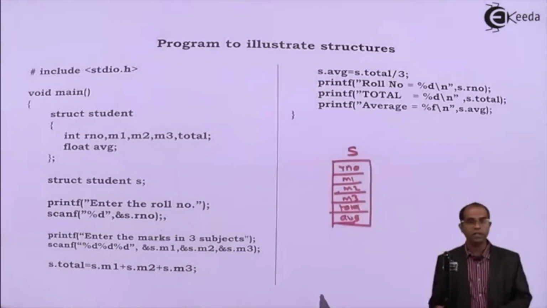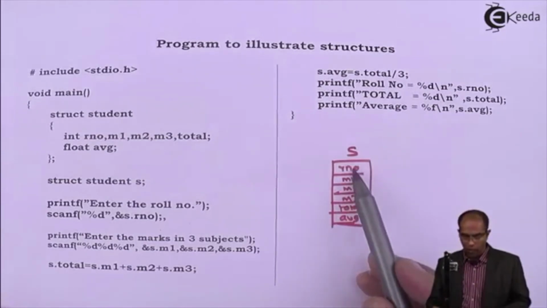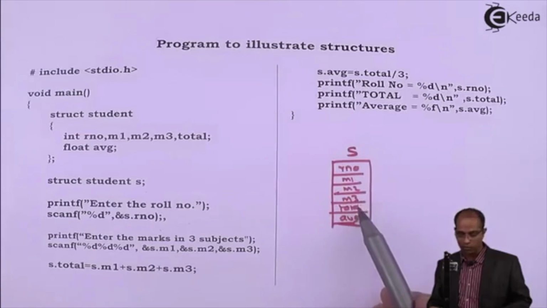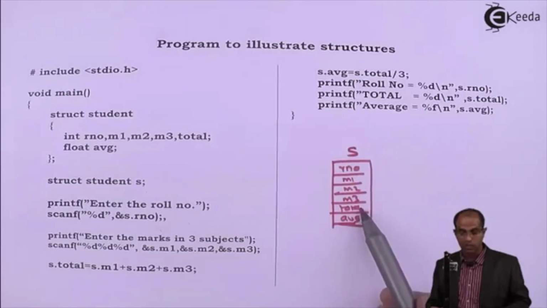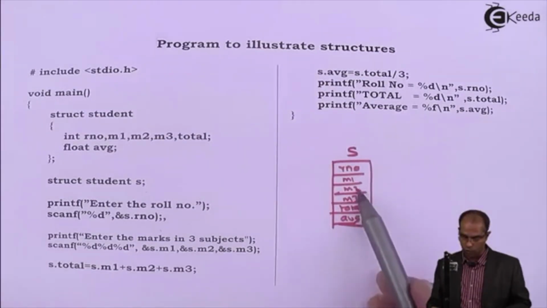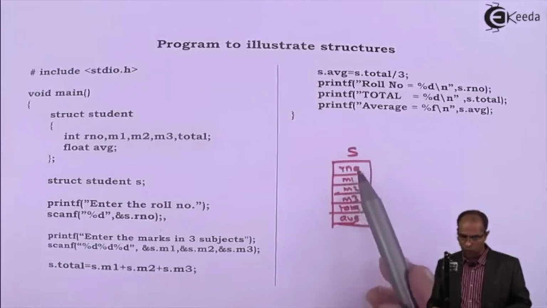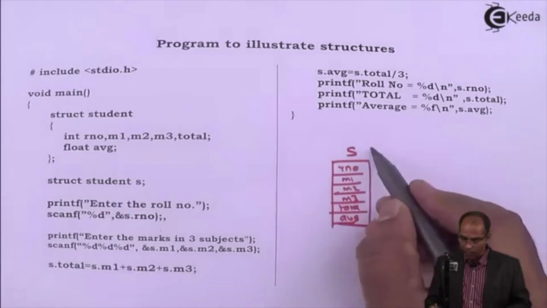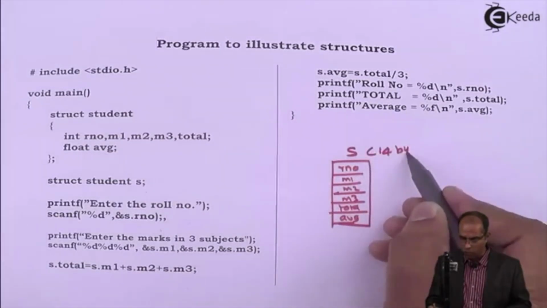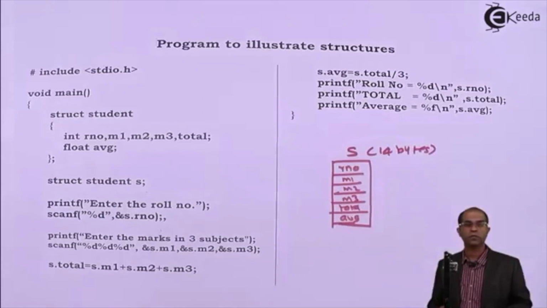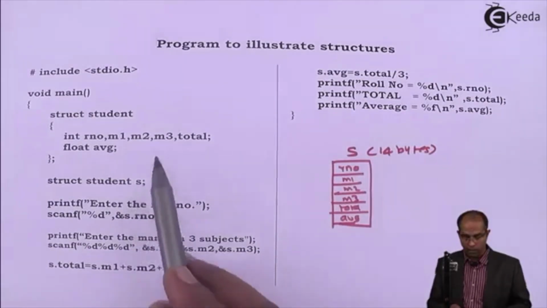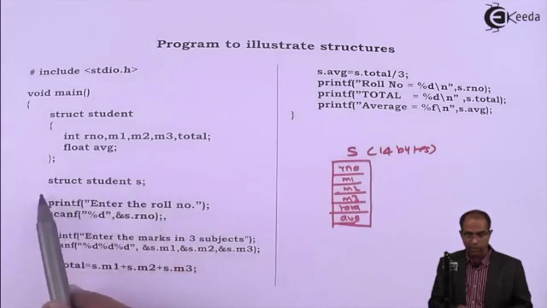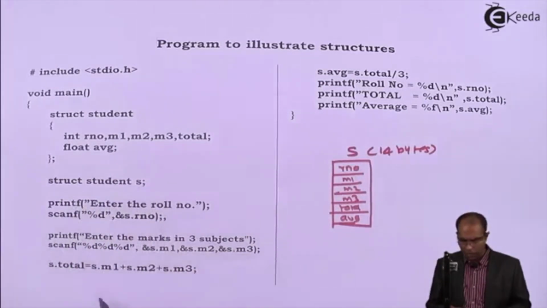What is the size of this particular S? S.RNO will have 2 bytes, M1 will have 2 bytes, M2 will have 2 bytes, M3 will also have 2 bytes, and total is again an integer which will be 2 bytes. So 2 plus 2 plus 2 plus 2 plus 2, 1, 2, 3, 4, 5, total 10 bytes. Plus AVG is going to be 4. So here S will have a total size of 14 bytes. So structure members will get memory only when you create structure variables. So first step, declare the structure and then create the structure variable. And then you start doing the operations.